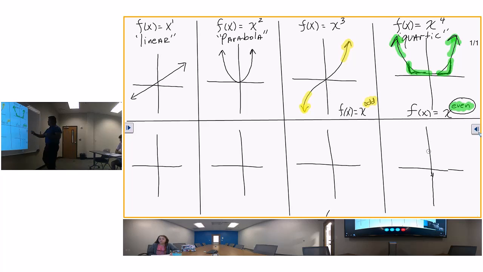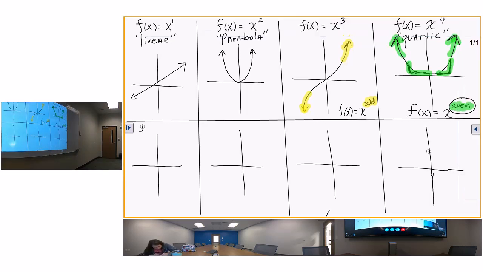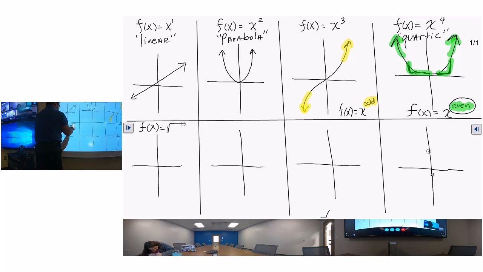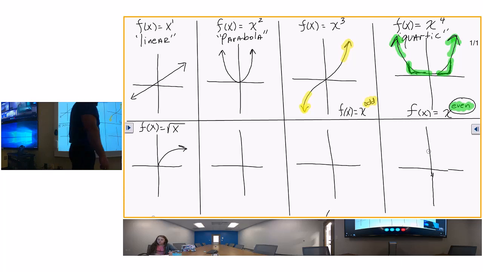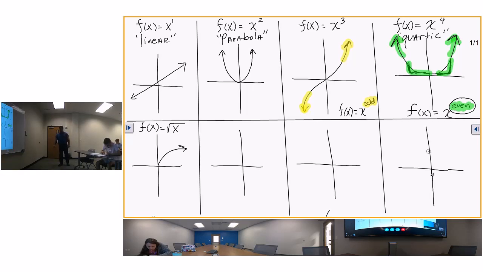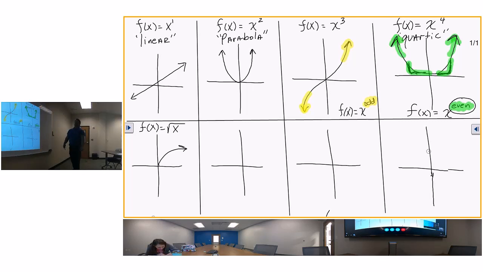Next, f of x is equal to the square root of x. I used to call it a swoosh, but I'm not going to call it a swoosh because to hell with Nike, I'm not going to use that word again. So it's a line that goes off to the right. Square root of x. It's a line that goes off to the right. Why does it go off to the right? Because you can't have a negative square root.